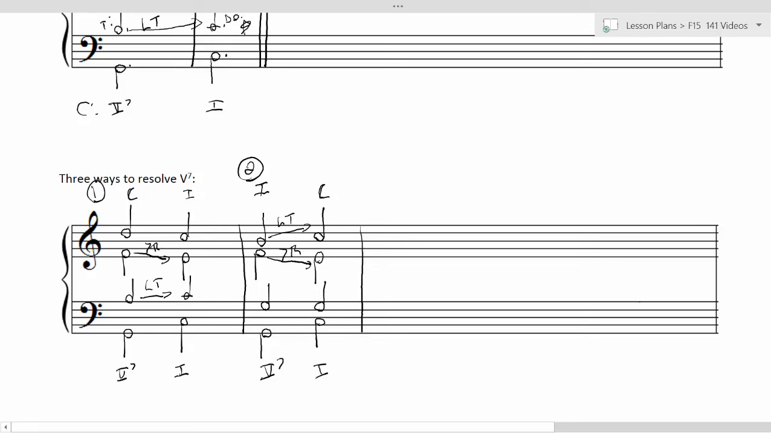But you might still be saying, well, wait, what if I want a complete dominant 7 and a complete tonic? Isn't there a way to do that? And the answer here is yes, but we have to fudge it a little bit. Okay, so once again, we're going to write 5/7 to 1.